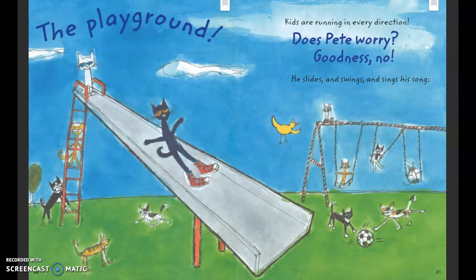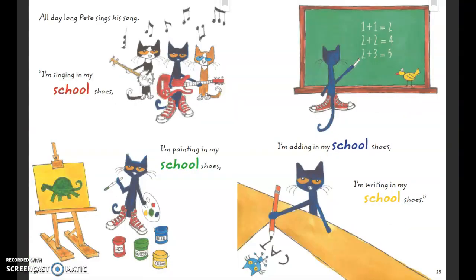All right, let's go to the next page. All day long, Pete sings his song. I'm singing in my school shoes, I'm painting in my school shoes, I'm adding in my school shoes, I'm writing in my school shoes. Which words does the author repeat?